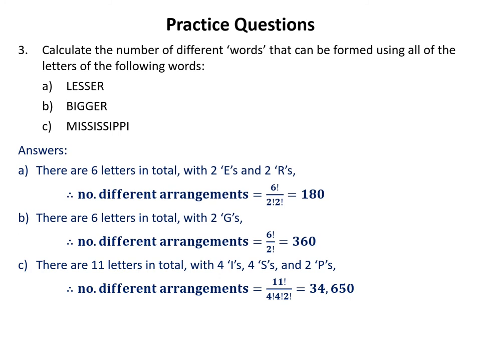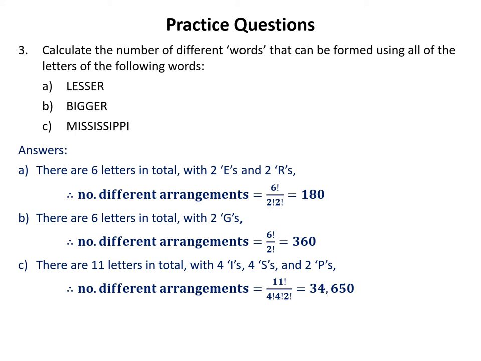So the way that we proceed with each of these words is we do the permutation taking into account repeated letters, as we did previously in the examples in the lesson. And in each case, the permutation will equal the factorial of the total number of letters divided by, for each repeated letter, the factorial of the number of times that letter is repeated.